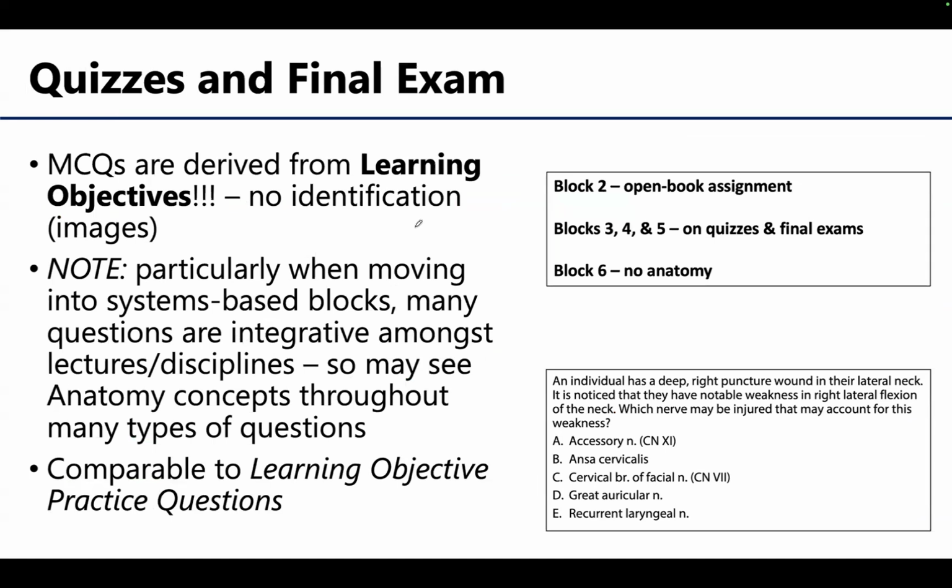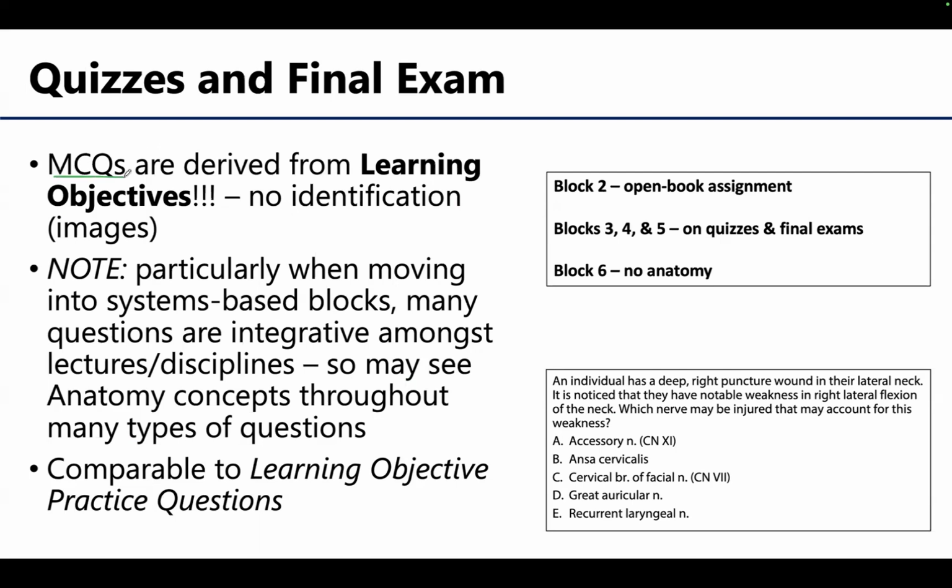You will also have anatomy-based questions on your quizzes and final exams. If you have anatomy scheduled in a block, you can expect to have a few questions per session on the quizzes. That number varies based on the overall coverage. The number of questions on the final exam varies, but there will certainly be some questions on the final exam as well. So don't forget anatomy when you're studying for the final exam.